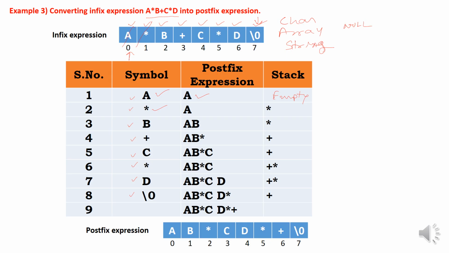Before pushing, we check. Are there any other characters in the stack? There are no characters. If there is a character, we may compare this star with that character. Because there are no characters, we simply push this asterisk onto the stack. Stack now contains one operator, asterisk, the multiplication symbol.